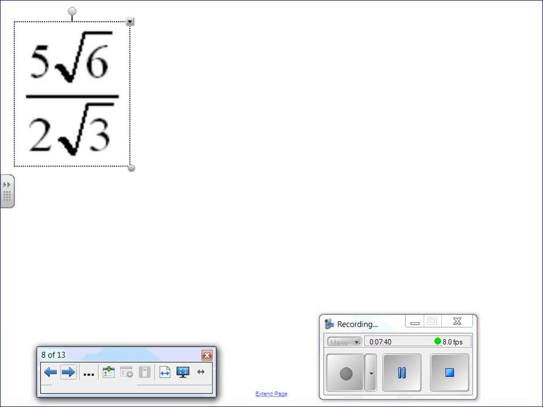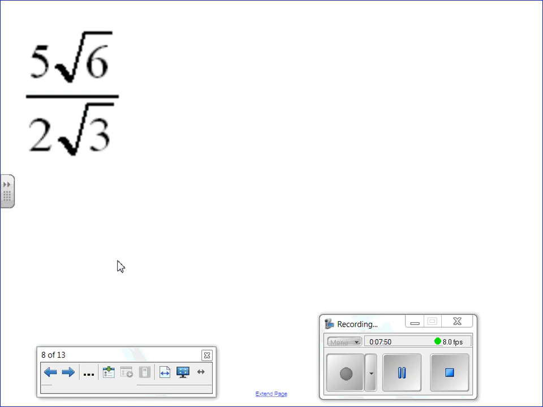Ooh, man, this one's getting big. Let's go ahead and try it. Write it down. It's the denominator we're trying to rationalize. So what we're going to multiply by is a square root of 3 on top and bottom. Now the 5 just kind of stays put.